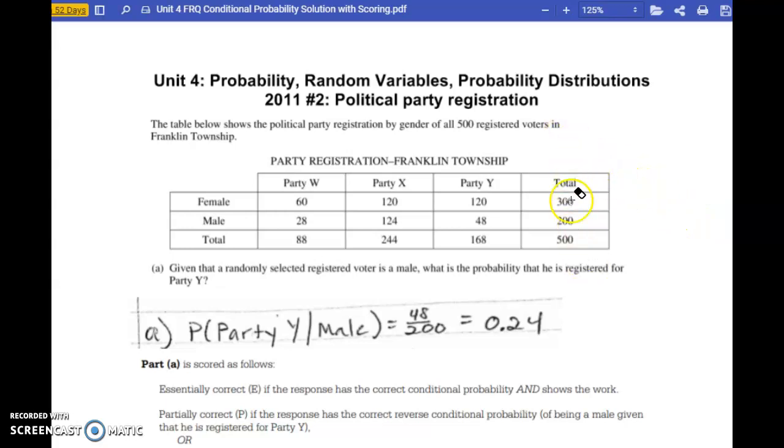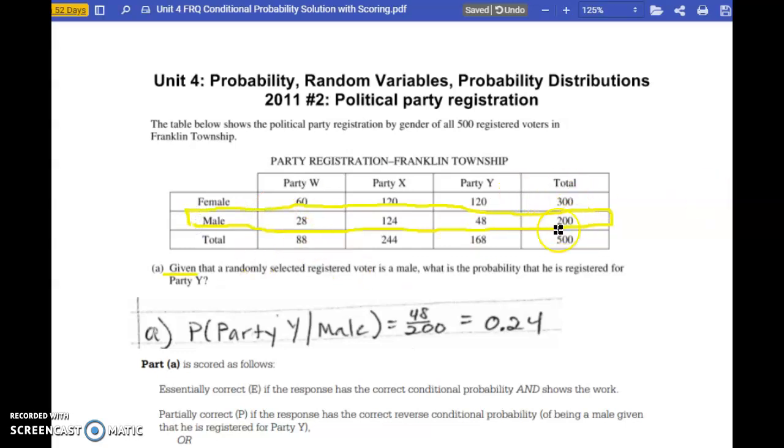We've calculated marginal distributions. That would be the totals in the columns and the rows. We've calculated probabilities out of the total from within the two-way table, and we've also calculated conditional probabilities given a two-way table. And that is what the first one is. It says given a randomly selected voter is male, that means we're focusing on this row. So everything in this row. What is the probability he is registered for party Y?